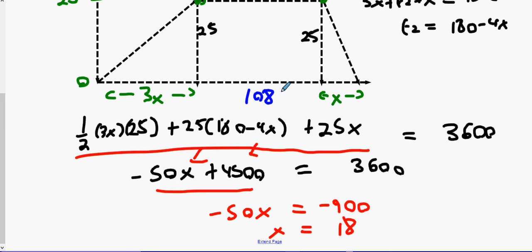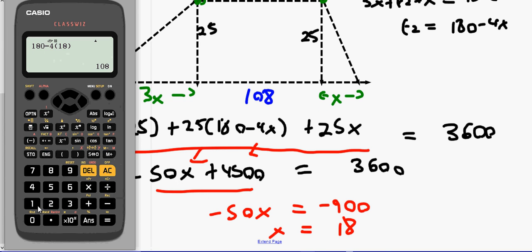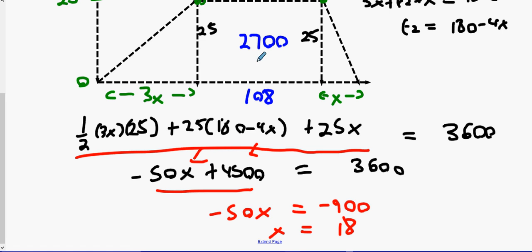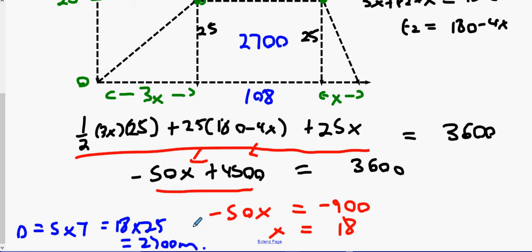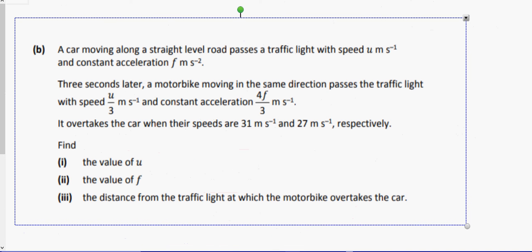Now 108 times 25 is 2,700 meters, because distance equals speed multiplied by time. And that was worth, I think, 10 marks. Right, so next we're going to go for part B.